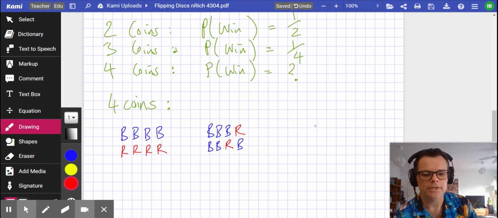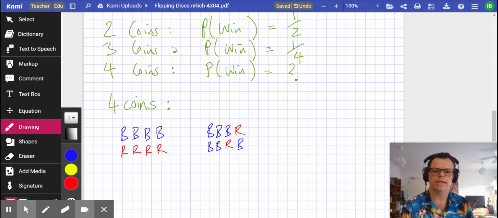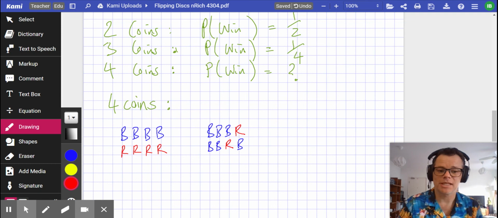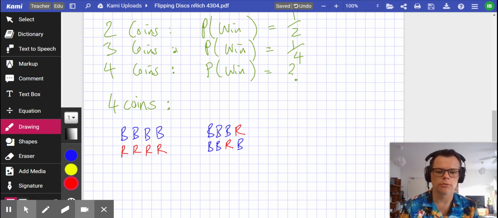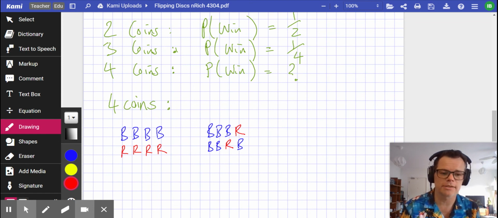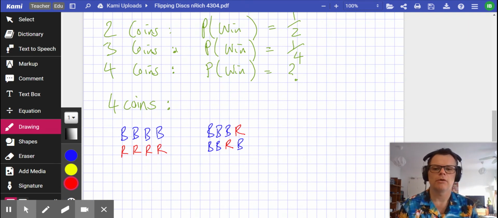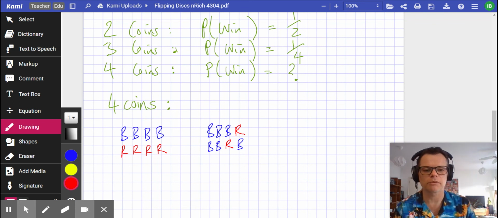Now be careful there. It's a little bit more complicated than 3 coins. A bit of a tip for you: you can have 3 blues and 1 red. That would be a loss. You could have 3 reds and 1 blue. They'd all be losses. You can also have 2 blues and 2 reds, and all of those would also be losses. So a little bit more complicated than you think, but see if you can work out that probability of winning with 4 coins. Then see if you can predict for 5, because you could probably spot a pattern and see whether you can work out the probability of winning with 5 coins.